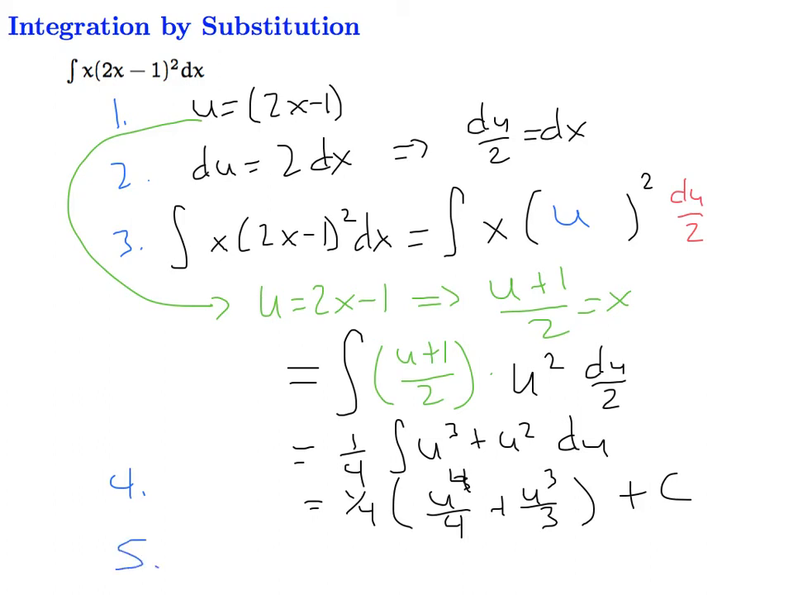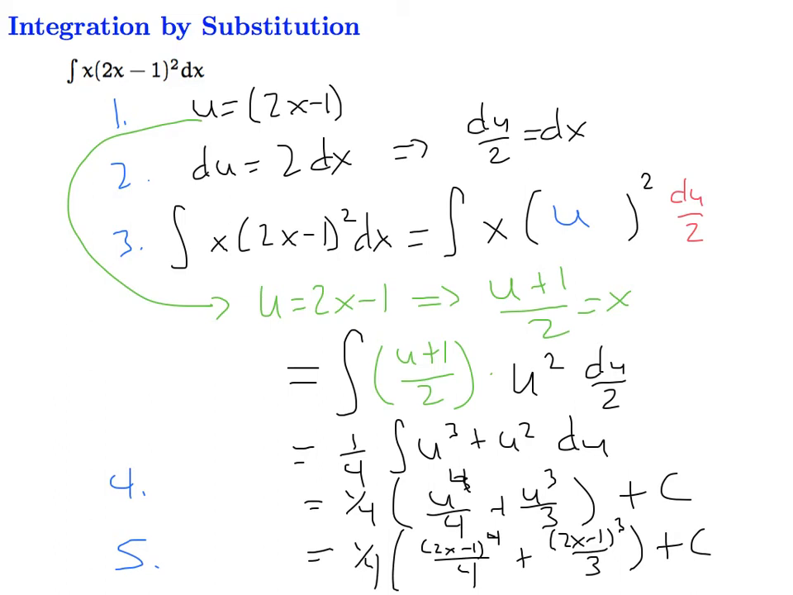plus our constant. And finally, step 5 allows us to replace everything back with our original u. So we're going to get 1/4 times the quantity 2x minus 1 to the 4th all over 4 plus 2x minus 1 cubed all over 3 plus this constant.